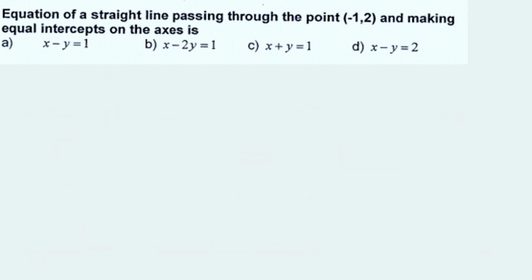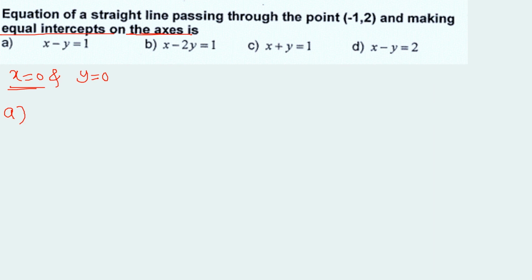You can also solve the problem without using any equations. Just substitute x equals 0 and y equals 0 in the given options. If both values match, then that is the correct answer, because in the question it is clearly said that there are equal intercepts on both the axes. So let's check the options one by one.